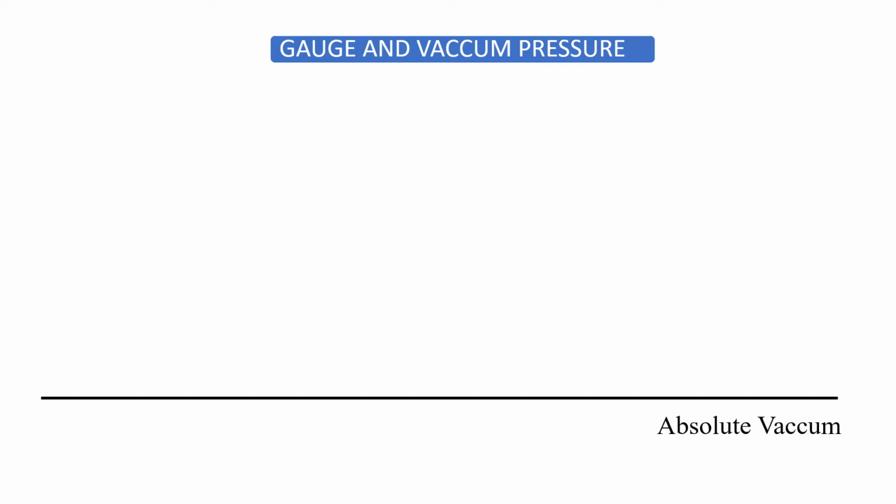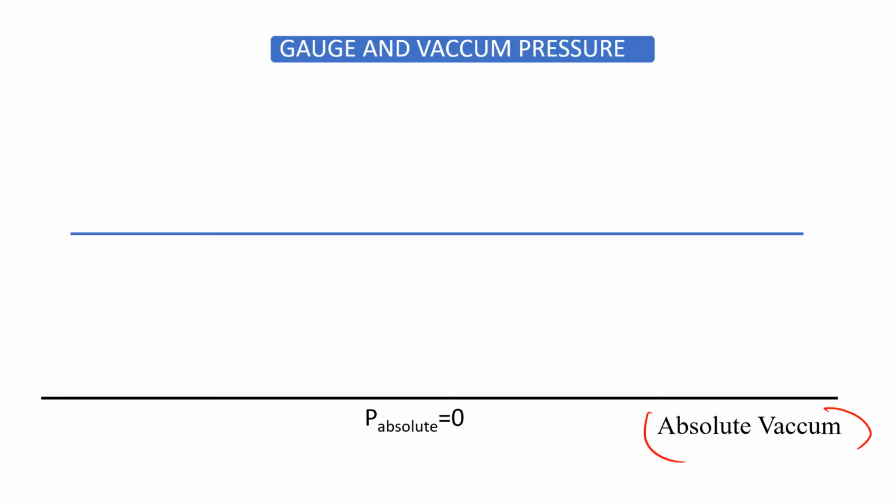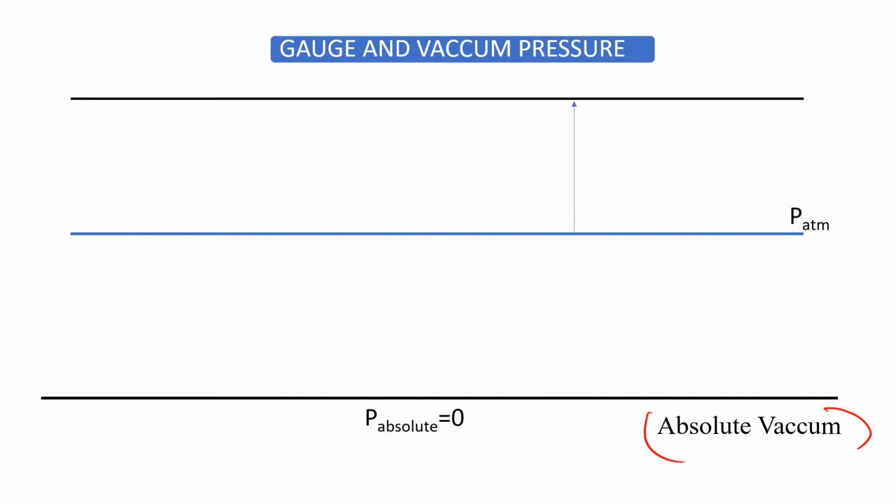So what is gauge pressure and vacuum pressure? The actual pressure at a given position is called the absolute pressure, and it is measured relative to the absolute vacuum. So that means at this point it will be zero pressure. But most pressure measuring devices are calibrated to read zero in the atmosphere, and so they indicate the difference between absolute pressure and the local atmospheric pressure. The difference is called the gauge pressure.